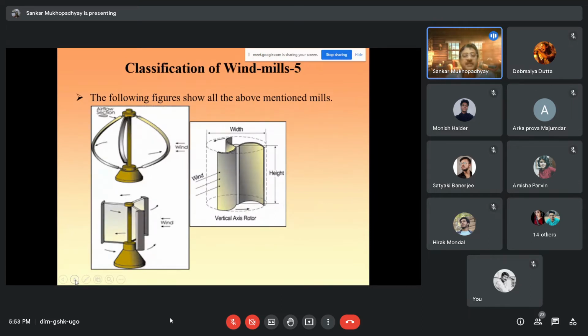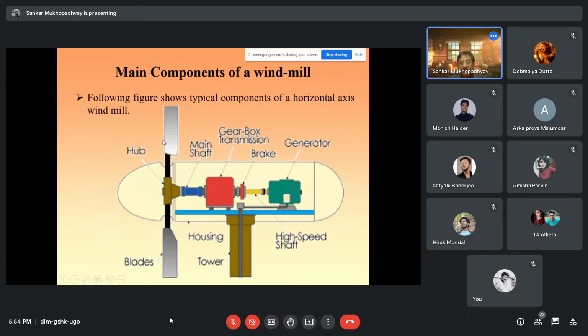Classifications of windmills: you see the picture. These following figures show all the above mentioned mills. There are three pictures. You see the wind direction, and this wind direction is moving these three blades, which are 120 degrees apart. They are moving. I'm sorry.